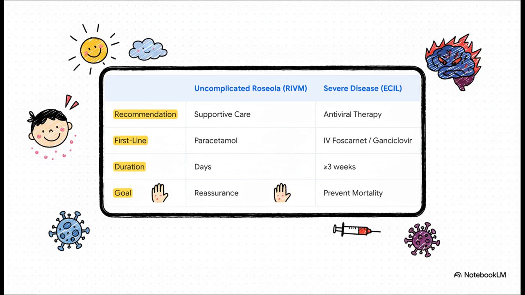Now look at the right. These are the European ESIL guidelines for a transplant patient. The recommendation, aggressive intravenous antivirals like foscarnet or ganciclovir for weeks on end. Here, the goal is literally to prevent death. It's just two completely separate universes of medicine, all because of one virus.